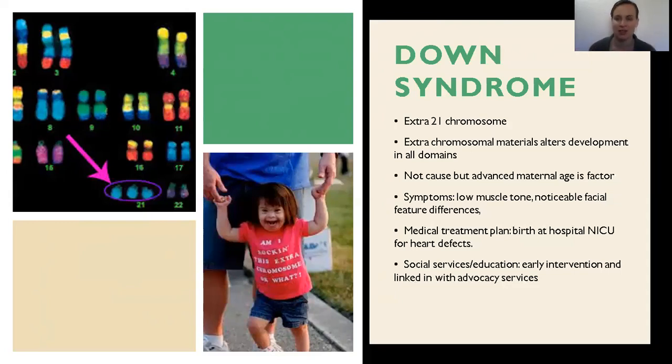So we don't know what causes it, but we know that the age of a woman's egg has something to do with it. A lot of the symptoms are quite noticeable. There are definitely the noticeable facial features. They have the beautiful almond eyes. They have the flattened nasal bridges as well. You can typically, out and about, see someone and identify just from their facial features if they have Down syndrome.